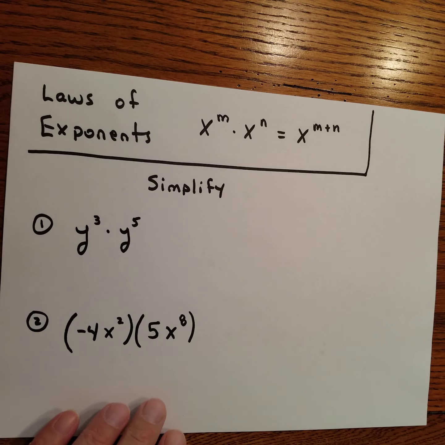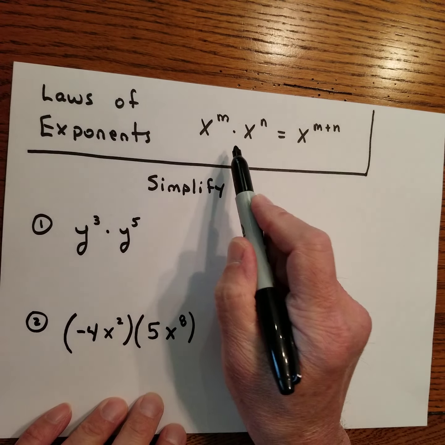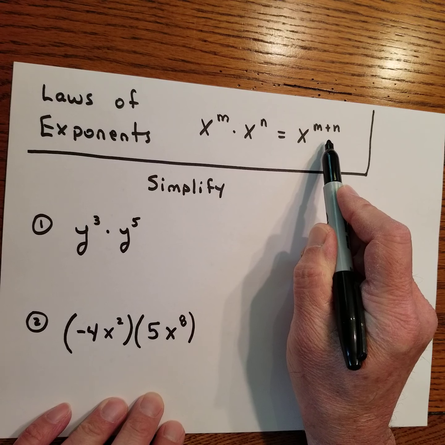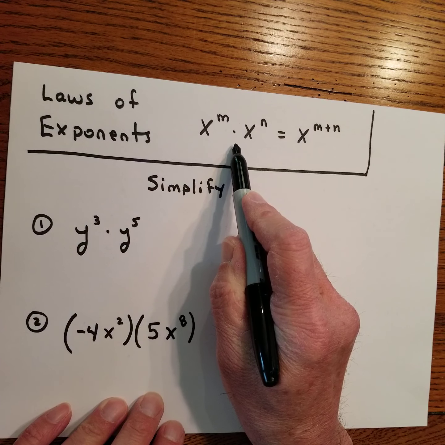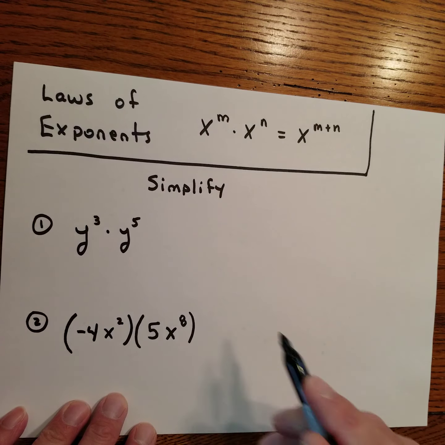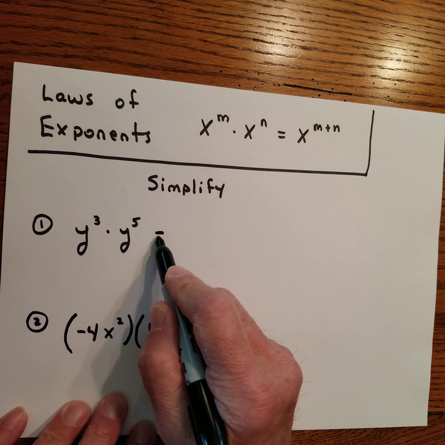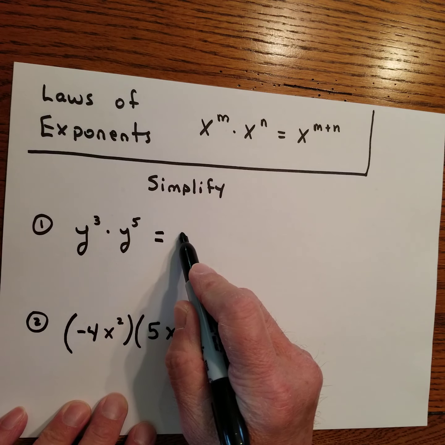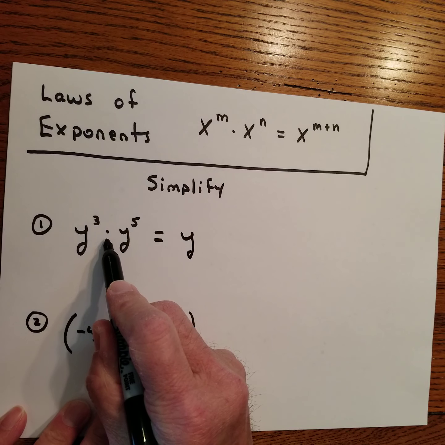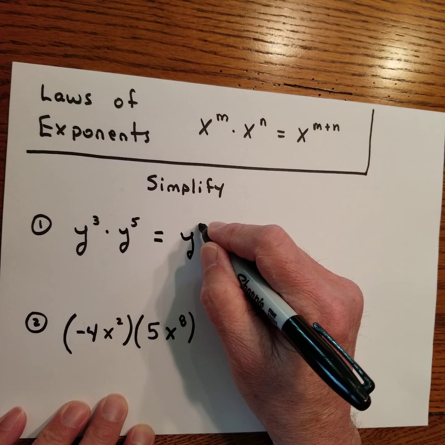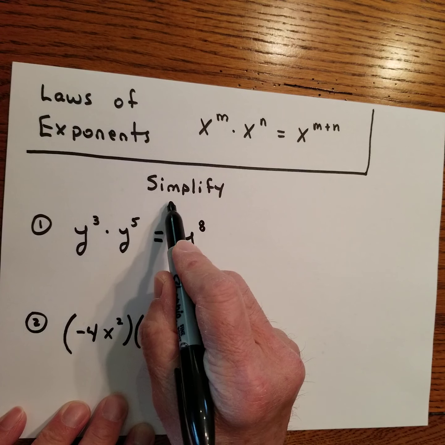The first law of exponents that we studied said that when you multiply with like bases, you add the exponents. X to the m times x to the n is x to the m plus n. So if we are to simplify this expression, y to the third times y to the fifth, we're multiplying like bases, we should add the exponents. 3 plus 5 is 8. Done.